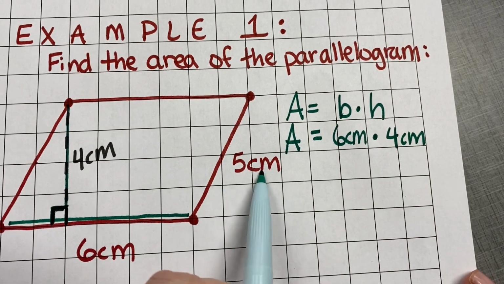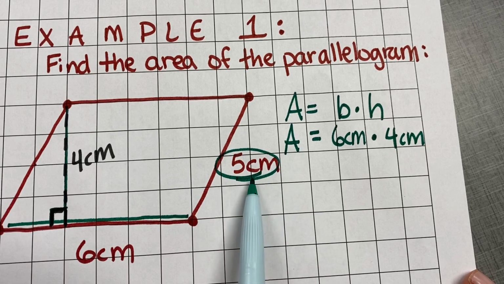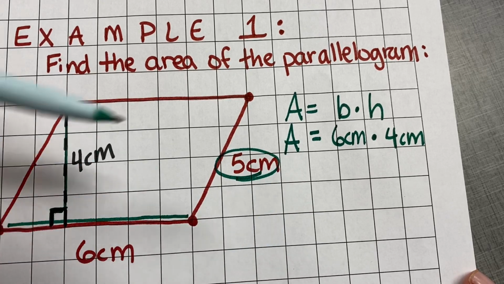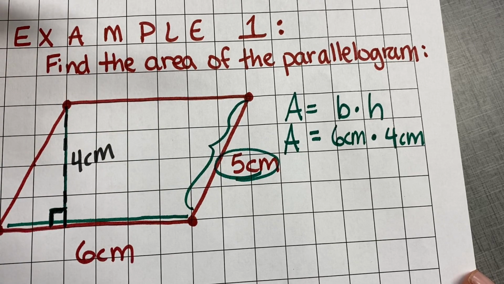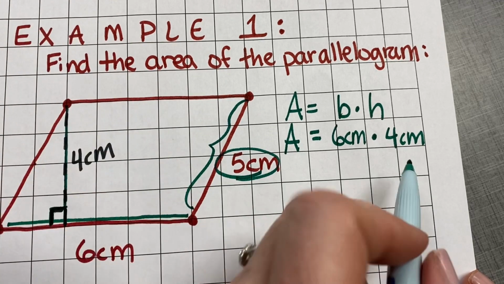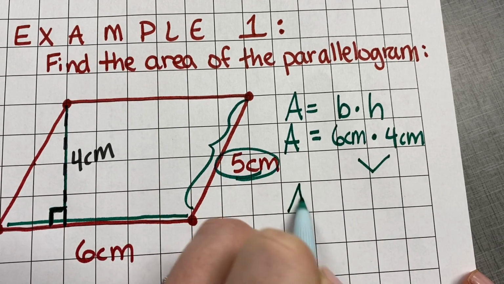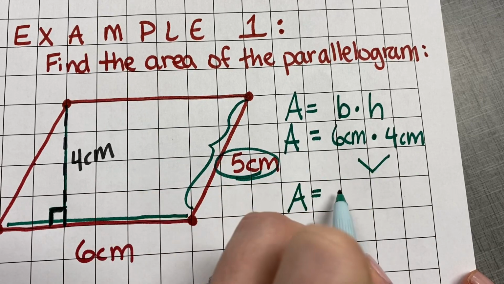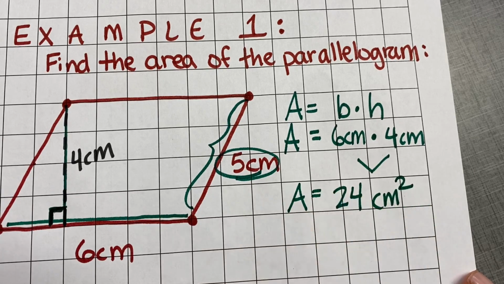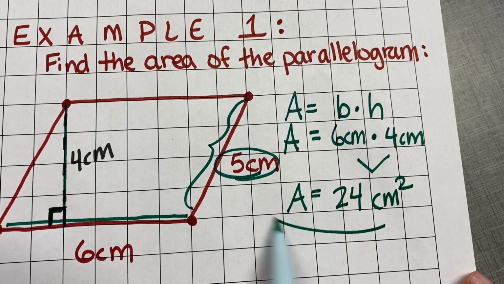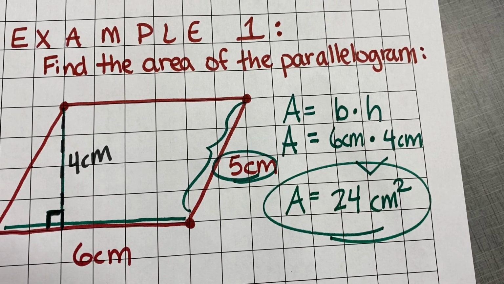Notice they gave us this 5, but it's sort of to distract us. We never really need this length here. We just don't need it in the formula for area, so we're going to ignore that. And now we're just going to multiply 6 centimeters times 4 centimeters, and that is 24 centimeters squared. Final answer. So finding area of parallelograms is actually pretty easy once you know where that formula comes from.